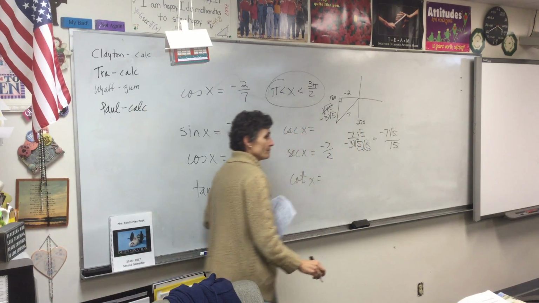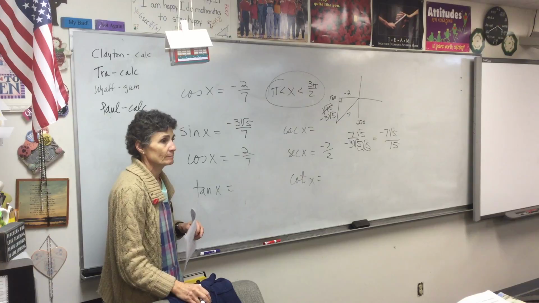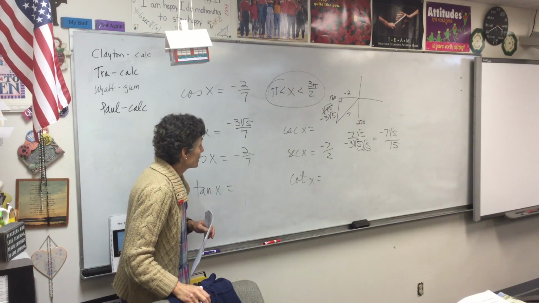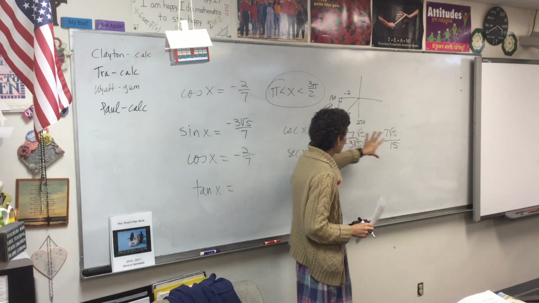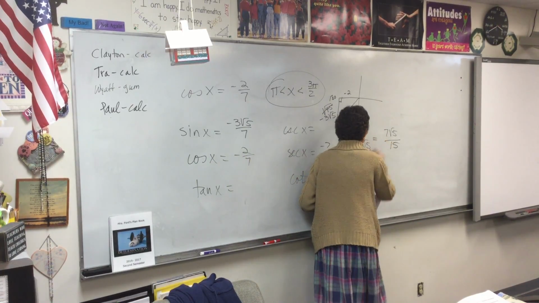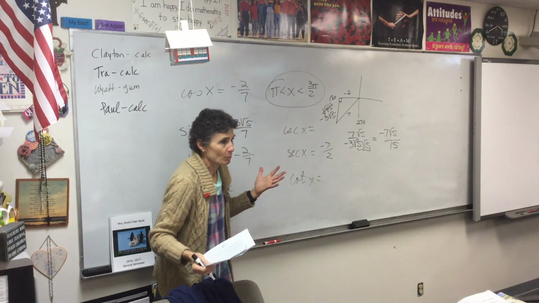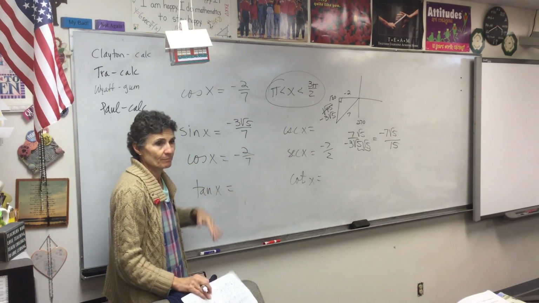Let's not make it hard. When you write a negative fraction, you can put the negative anywhere. It can be on the top or on the bottom. I like to put it at the top personally, but it doesn't matter.